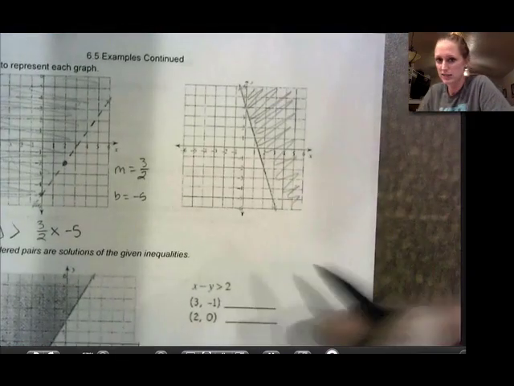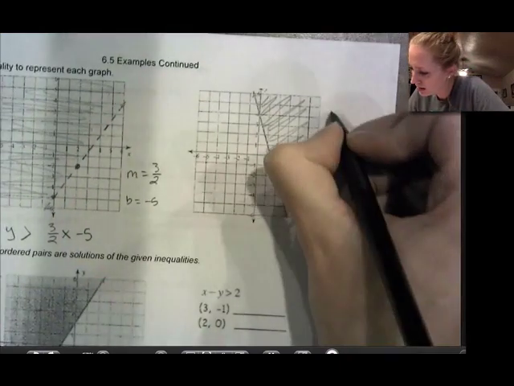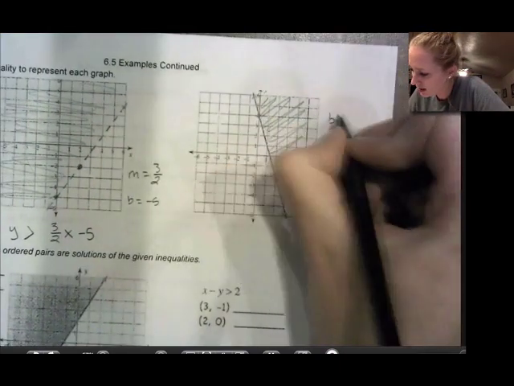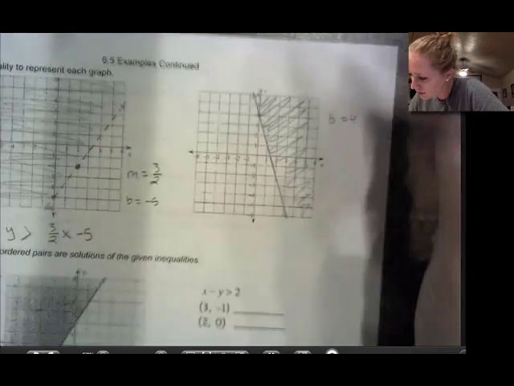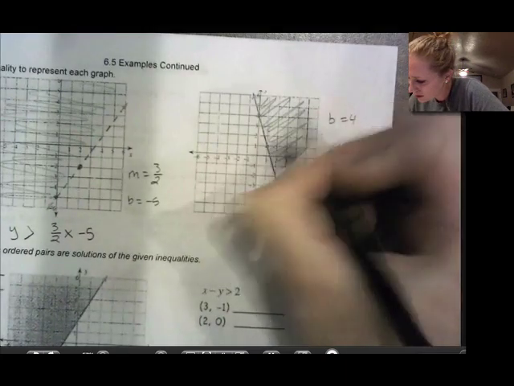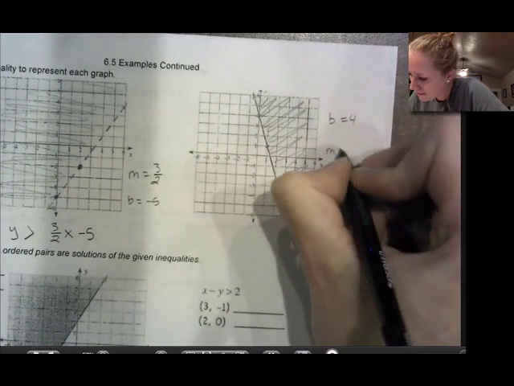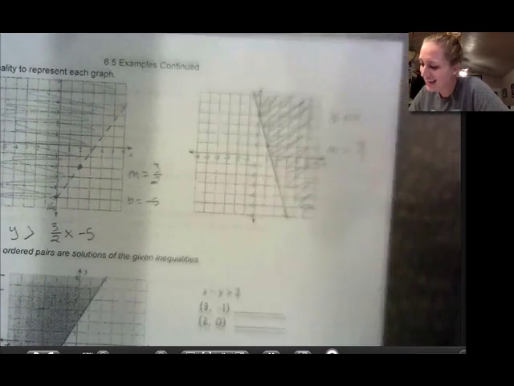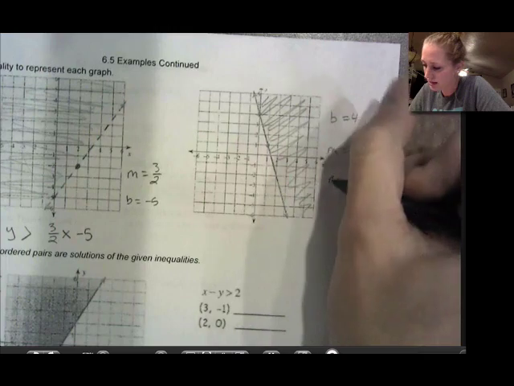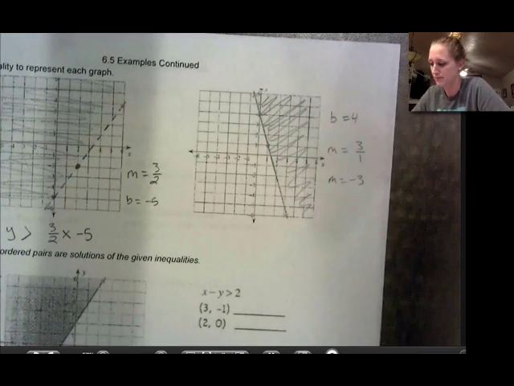All right, same process on this guy. Y-intercept, right here is 4. Slope, okay, I'm going to find another nice point. That one looks pretty good. So rise here is 3, run is 1. And it's negative because it's going down. So my slope is -3.